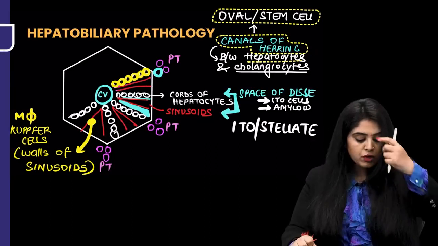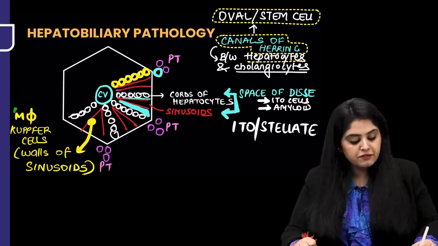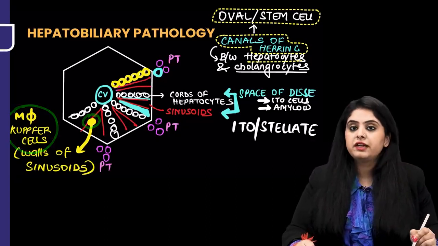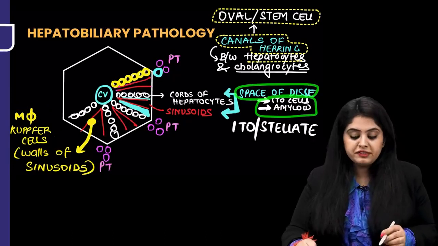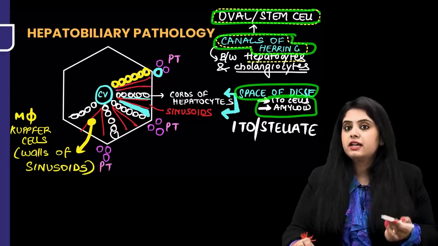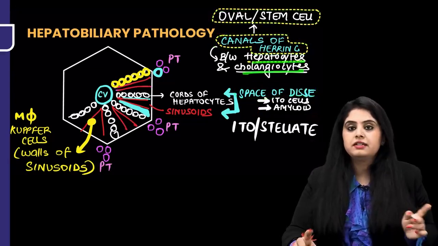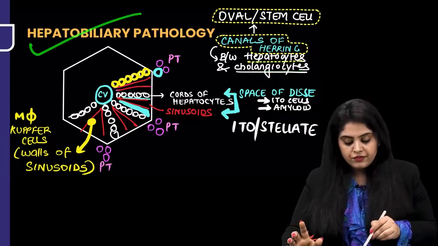So repeating, now I've got you 3 questions. Quickly answer. Where are Kupffer cells present? They are present in the wall of the sinusoids. Where are Ito cells and amyloid going to deposit? In the space of Disse. Where are oval or stem cells present? They are present in the canals of Hering. Where are canals of Hering? Between the hepatocyte and the cholangiocyte. So the normal is done.